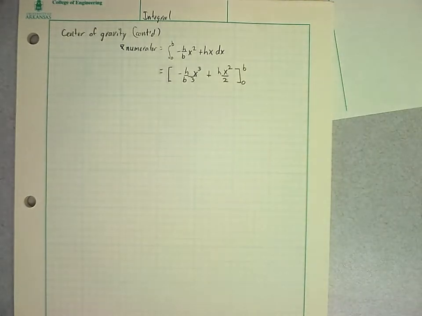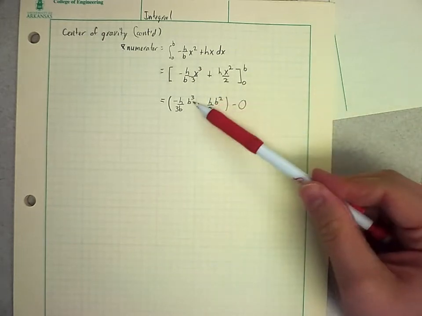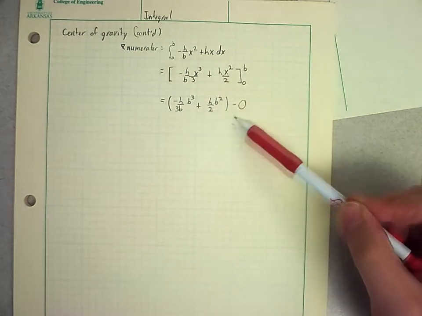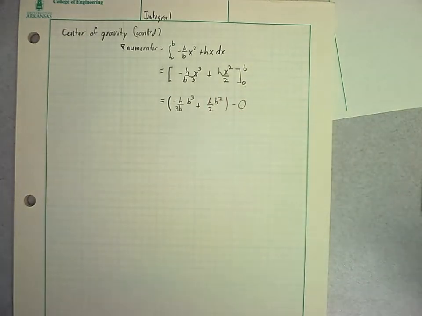Now we plug in the values. Again, we're fortunate because it's not hard to plug in b. We'll be able to simplify that in a minute. And when we plug in 0, again we get 0 over here to the right. So we can simplify that expression as we just said.